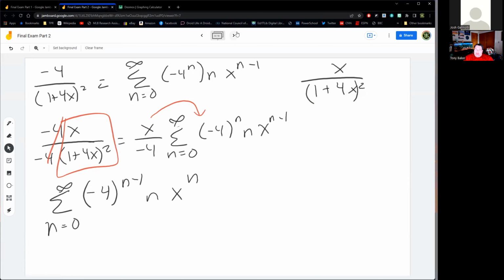So you can leave it like that, or if we want to clean it up a little bit, you can get rid of that and there. It doesn't really make much difference. I'm actually going to leave it just like that. So that is your power series.